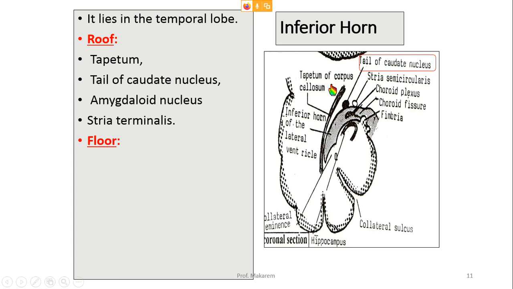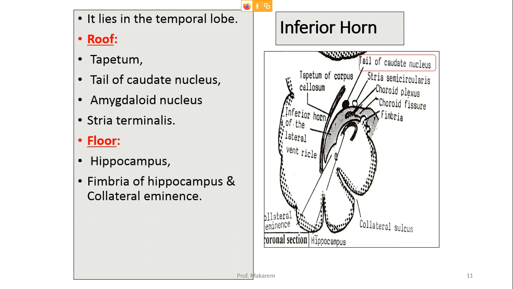Here you can identify all the features of the roof: the tapetum of corpus callosum, then somewhere here the tail of caudate nucleus, and the stria terminalis over here. Then a little medially we can identify the amygdaloid body.